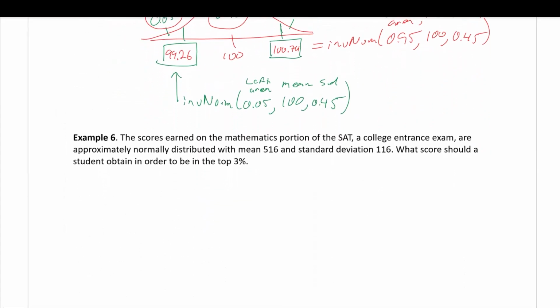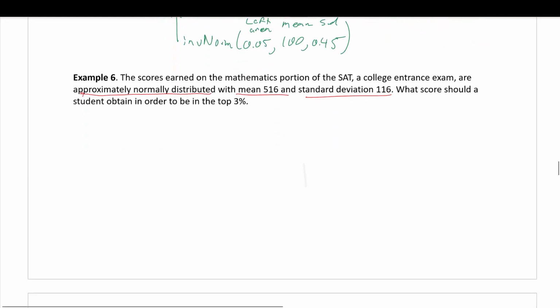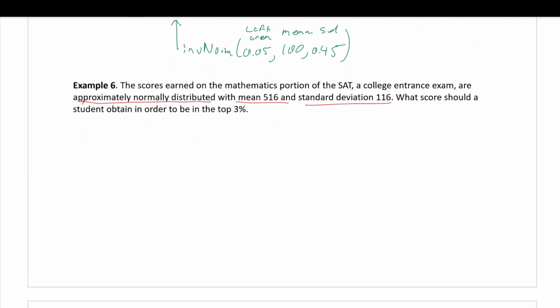All right, last example. The scores earned on the mathematics portion of the SAT, a college entrance exam, are approximately normally distributed. Okay, that's good to know. The mean is 516 and the standard deviation is 116. What score should a student obtain in order to be in the top 3%? Okay, so if they're in the top 3%, then they did better than the bottom 97%, correct? All right, so let's keep that in mind.